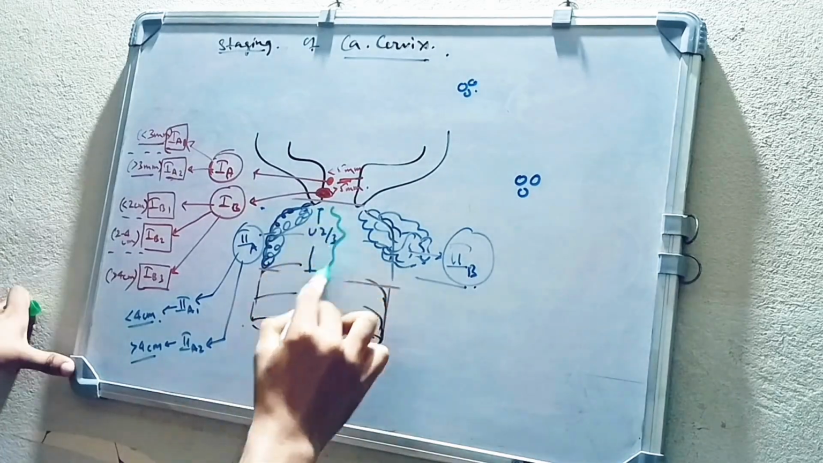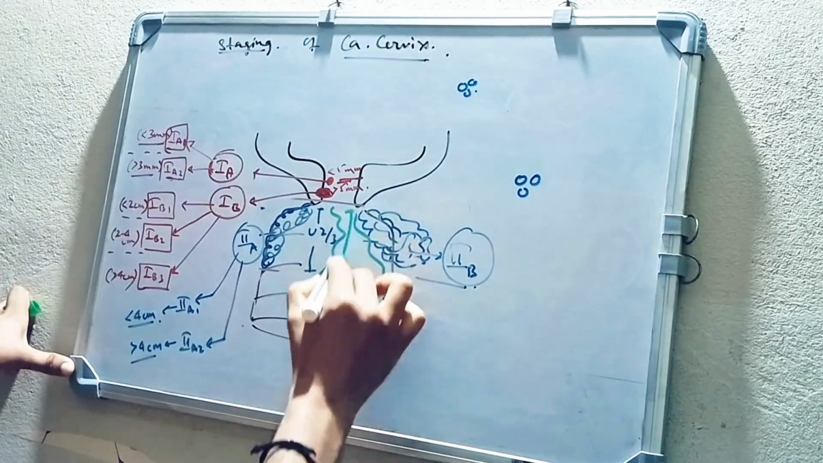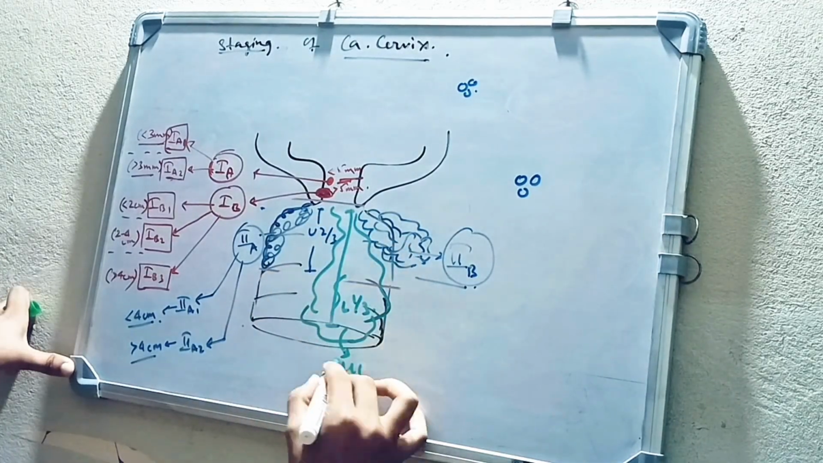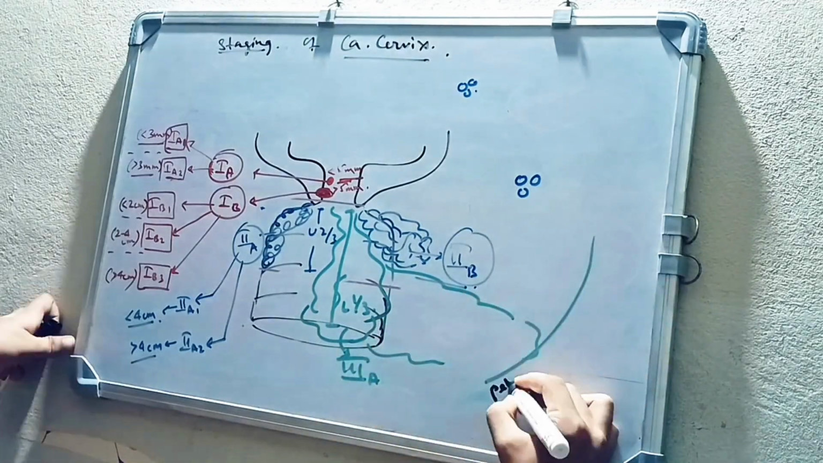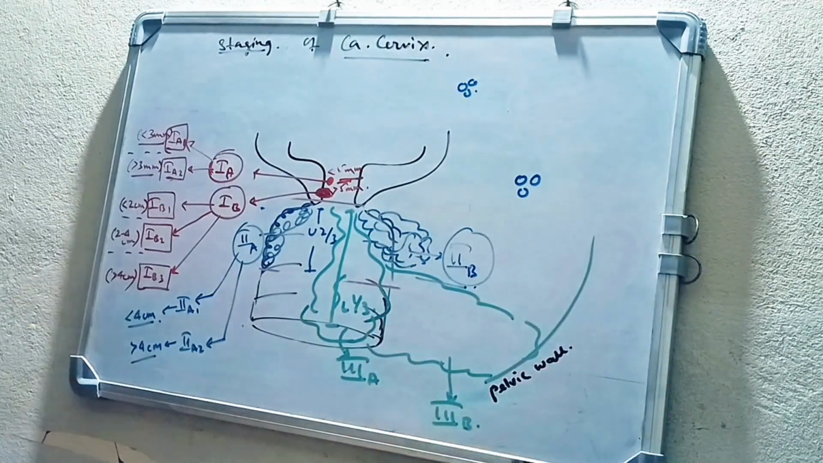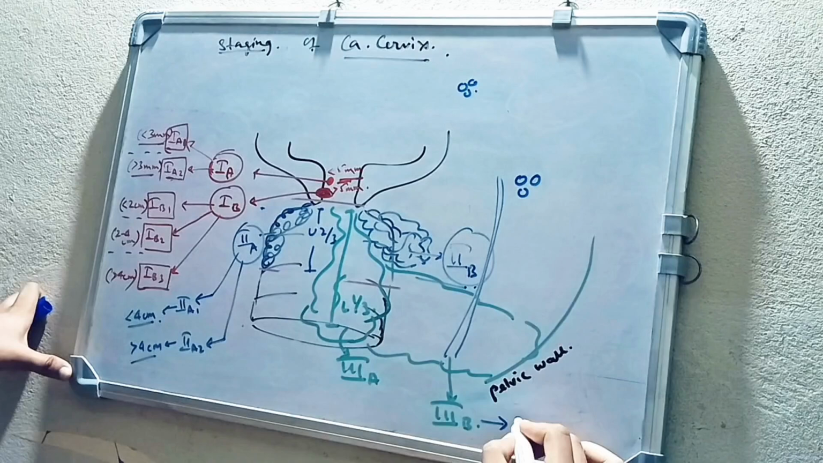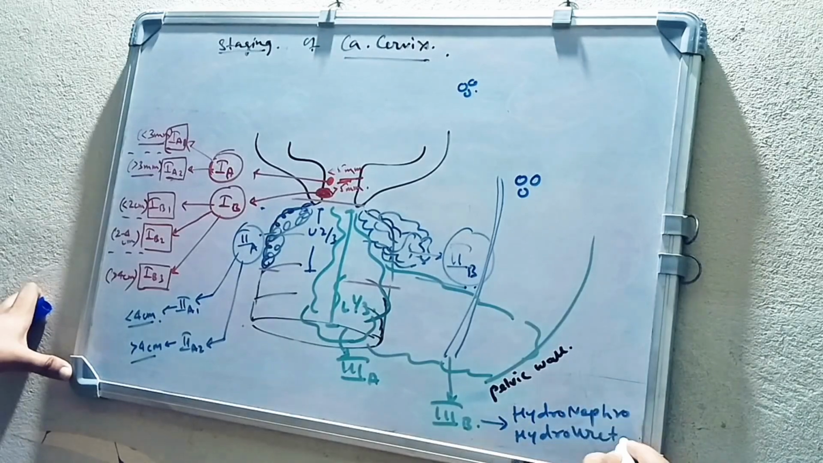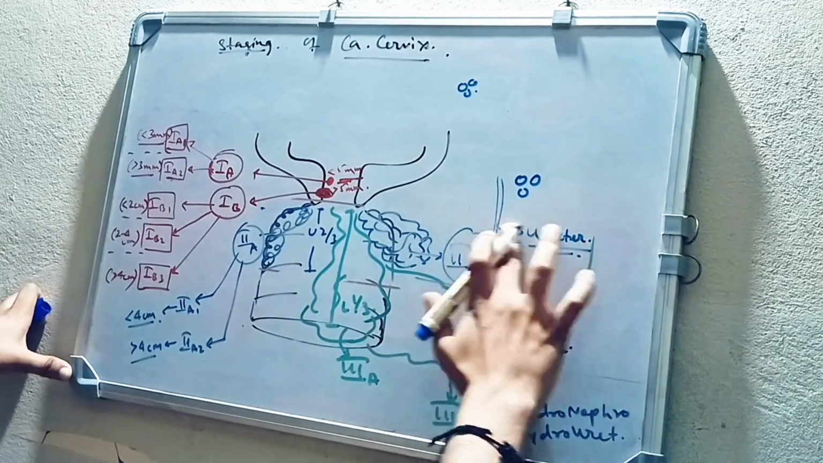Now comes to stage 3 when it involves lower 1/3 of vagina. अगर simply नीचे आया then it is 3A, और अगर moving through the parametrium and touching the pelvic wall then it is 3B. And remember one thing, in this stage 3B there is a chance of hydronephrosis and hydroureter because it involves a ureter which passes through the parametrium in this space.